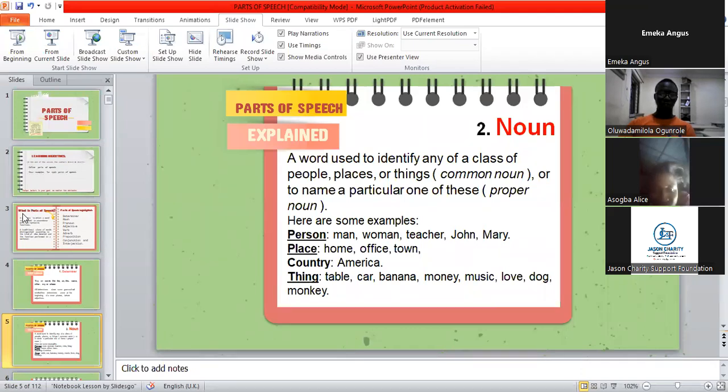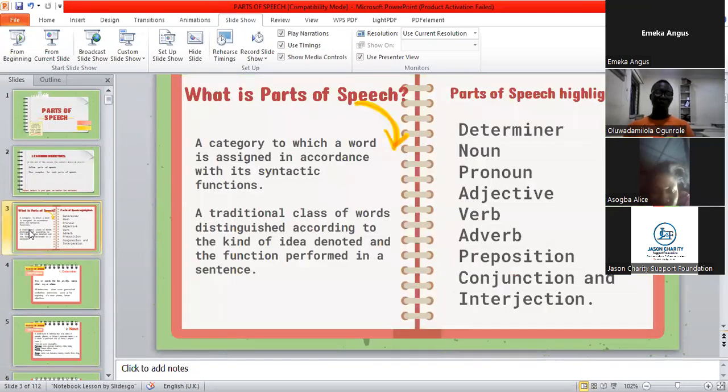Okay, for those of you that are just joining us, I would like that we go back a bit so that you can join the class from where we started. So we were talking about the part of speech. And we said the part of speech is a category to which a word is assigned in accordance with its syntactic function. Now, anytime you hear the word syntactic, you're talking about the sentence. So you're saying that a word as used in a sentence has a placement in it. That is, anytime you make a statement, each word used for that sentence has a particular part that a name is given to it.